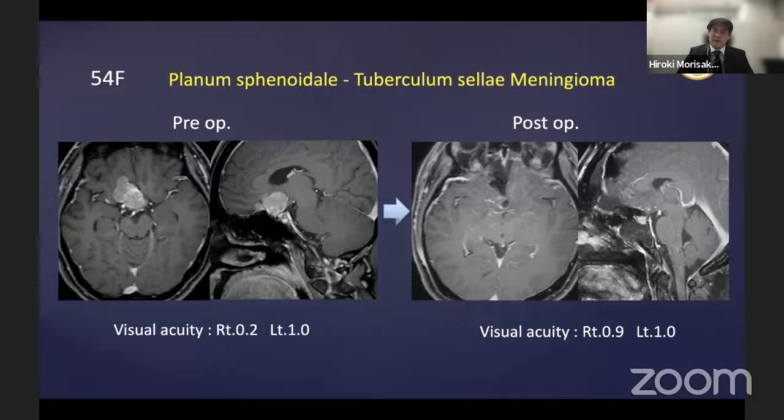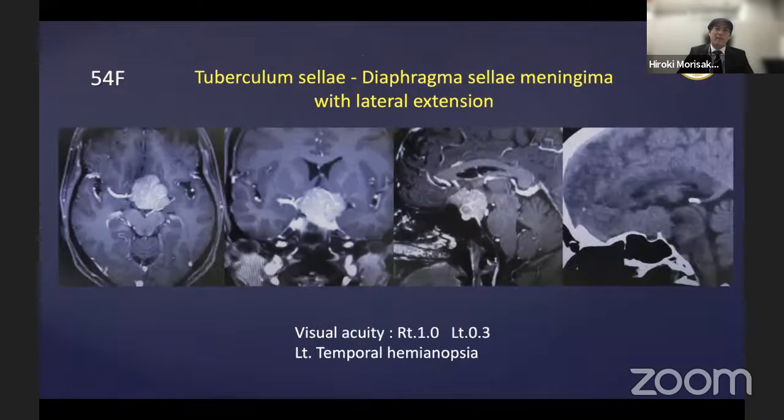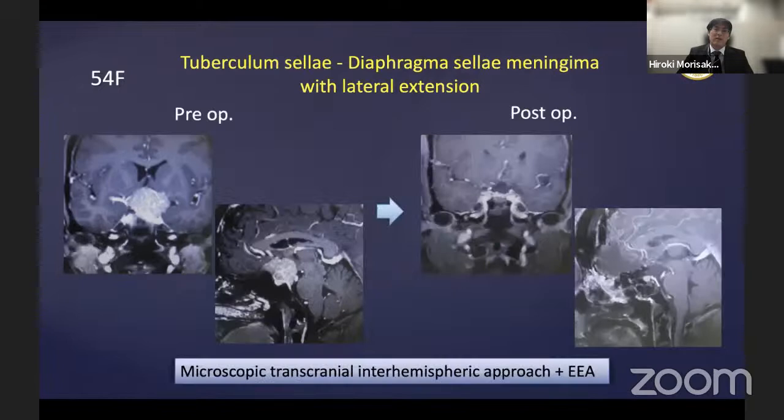Also, in this case, the tumor attachment was to the meningeal sella, the diaphragma sellae. And this tumor had severe lateral extension. The tumor extended laterally beyond the carotid circulatory system. So in such a situation, we usually select the combined microscopic transcranial interhemispheric approach and endoscopic endonasal approach.